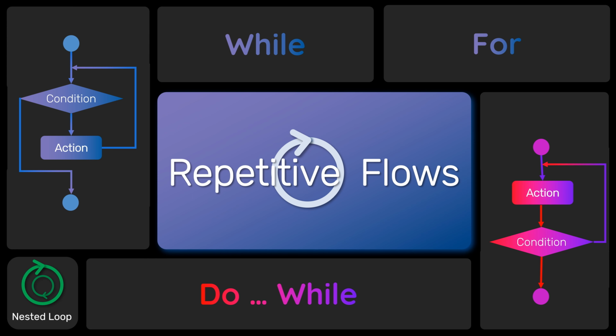While loop and for loop are categorized as entry control loops, which will check the conditions before executing the block. Do while loop is categorized as exit control loop, which will execute the block one time before checking the conditions.